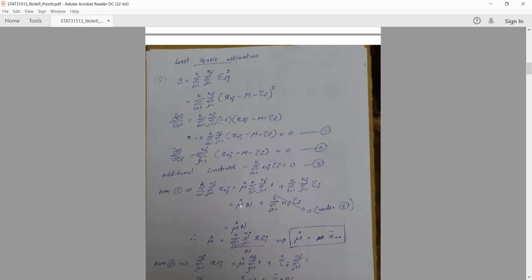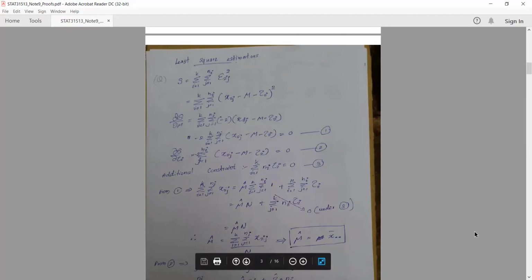And here you have mu. And here, if you look at the summation, j goes from 1 to ni, I goes from 1 to k. That is, we are taking the total number of observations. So here under CRD, let's say we have capital N number of total observations. So that is capital N.